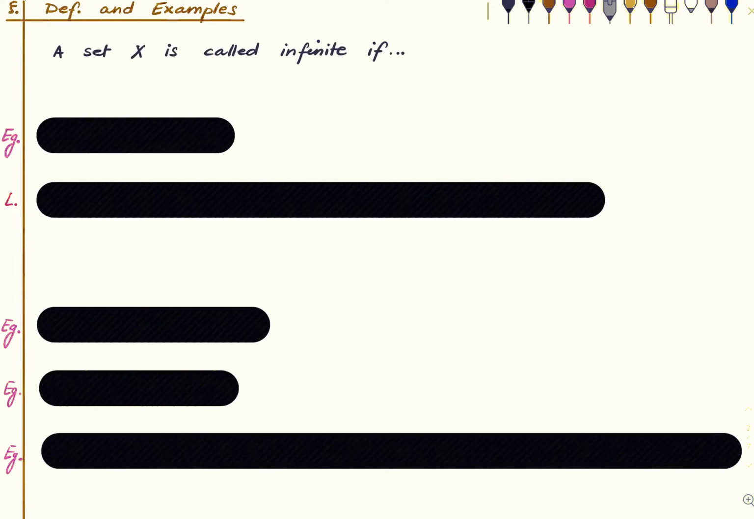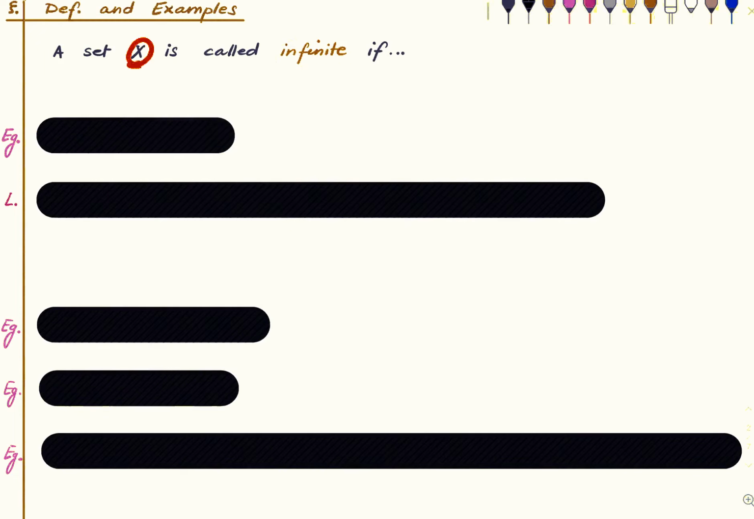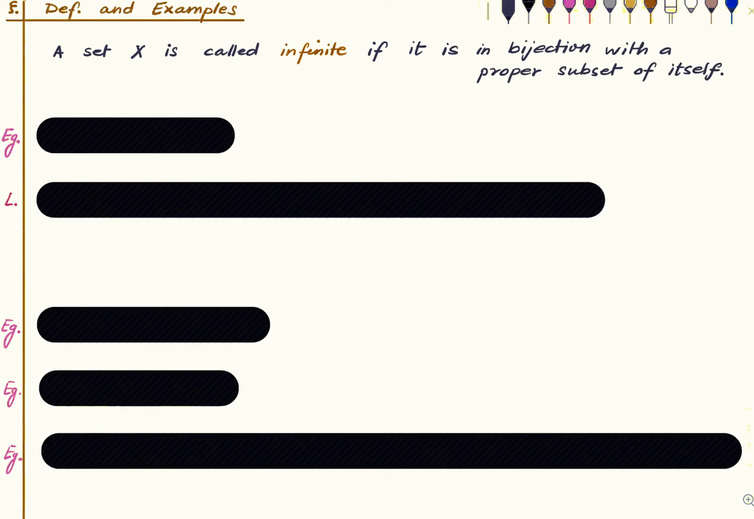So, what is an infinite set? A set X is called infinite if it is in bijection with a proper subset of itself. Okay, so that's the definition of an infinite set.